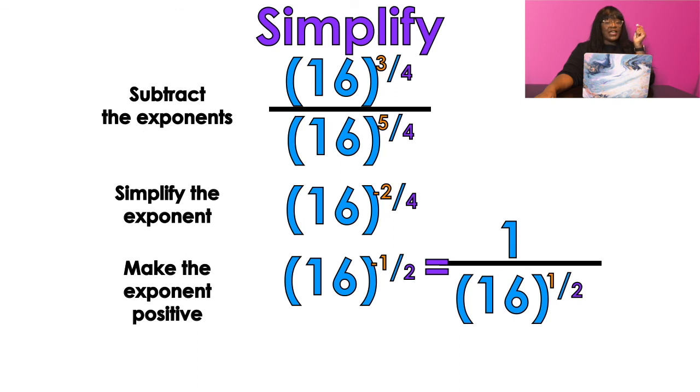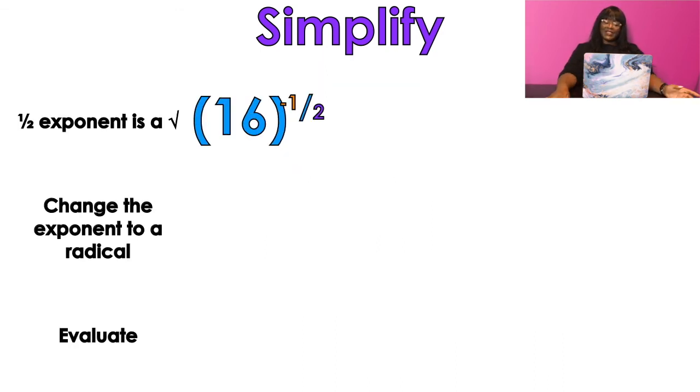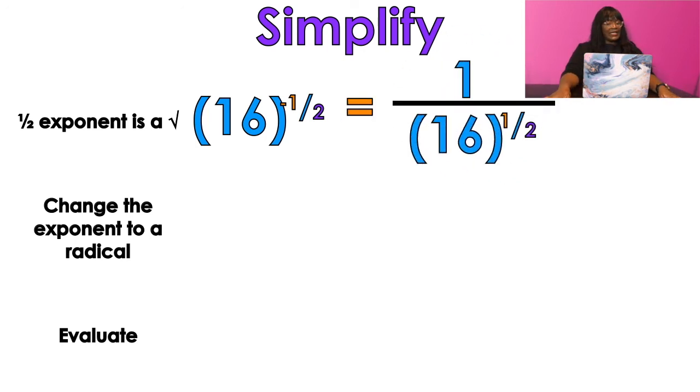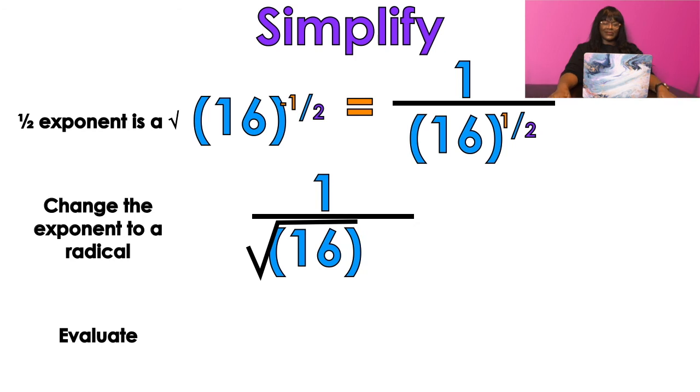What is a half exponent? A half exponent is the same thing as what kind of root? It's the same thing as a square root. So I made it positive, made it a square root. What's the square root of 16? Well, the square root of 16 is 4, but there's a 1 on top. 4 on the bottom, 1/4.